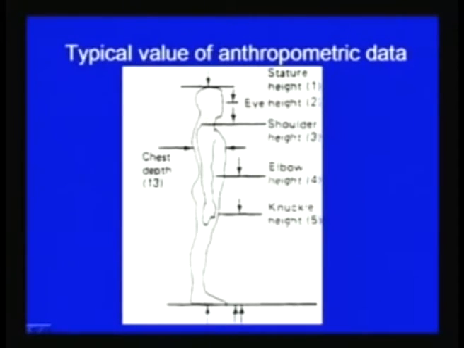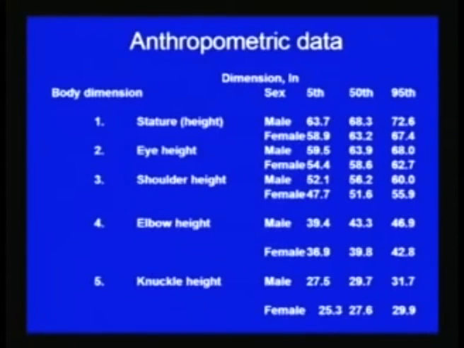Here the stature height, number 1, represents the complete height of the person right from the bottom to the top. The eye height is given number 2, then the shoulder height, then elbow height 4, and the knuckle height 5. These typical body dimensions will be shown for both male and female persons in this slide.